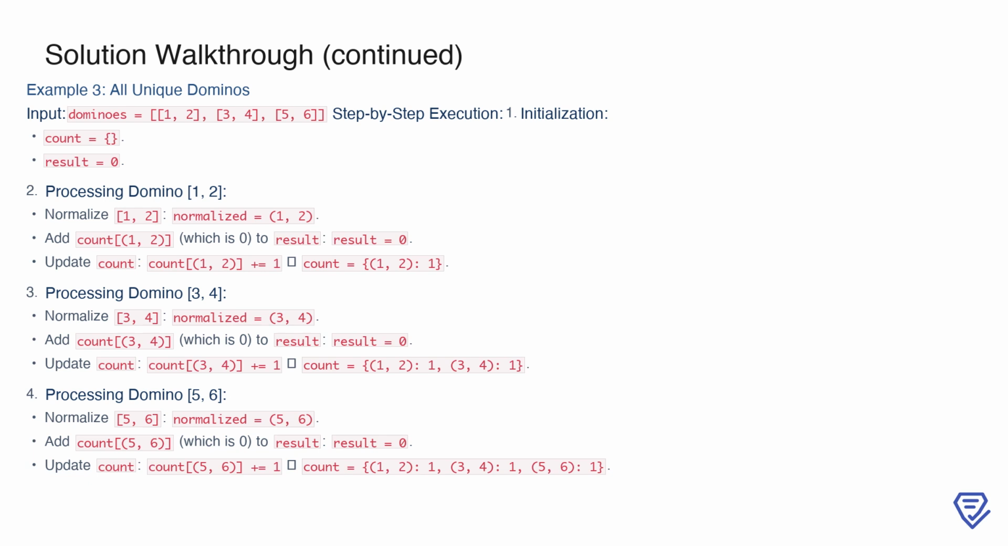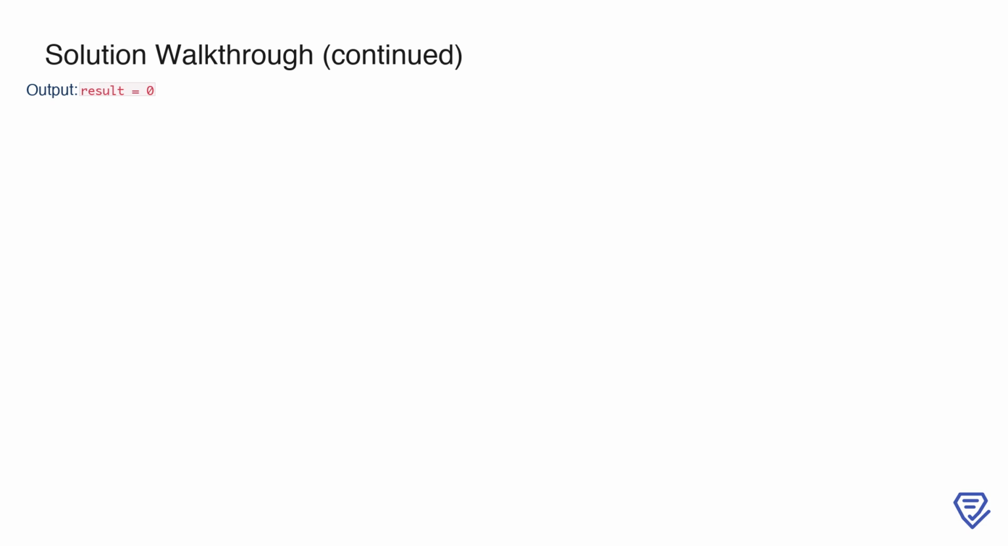Finally, for (5, 6), normalizing it gives (5, 6). Again, this is a new pair, so its count is 0, keeping the result at 0. We update the count for (5, 6) to 1. After processing all the dominoes in this example, we find that the result is 0. This confirms that there are no equivalent domino pairs in the input. Each domino is unique, and our approach effectively captures this by maintaining and updating the counts of normalized pairs.